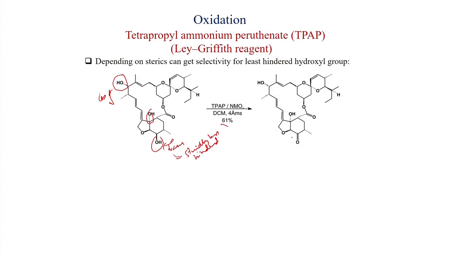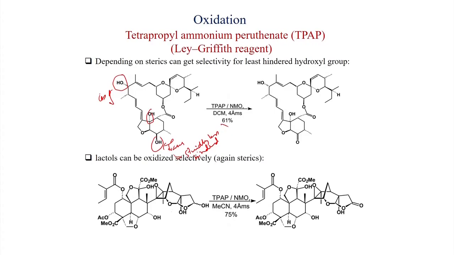So, this tells us that sterics is very important because the alcohol first attacks the ruthenium center. If the alcohol is sterically hindered, then it cannot attack the ruthenium, and that is why the selectivity is coming. Here is another example, where a lactol can be oxidized selectively. Again, sterics is operating here.